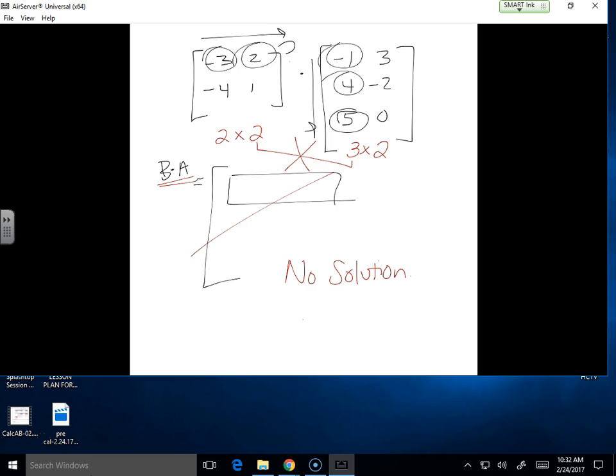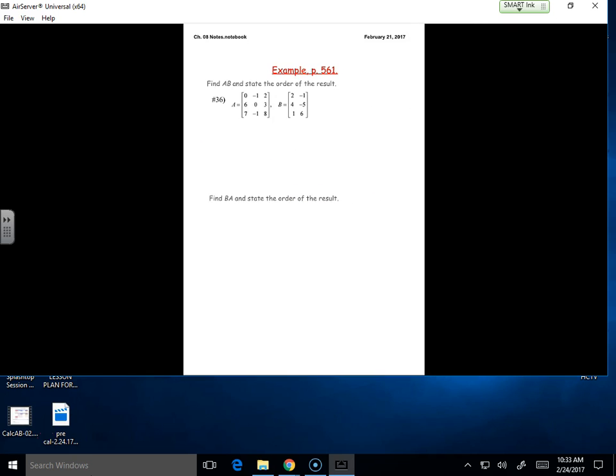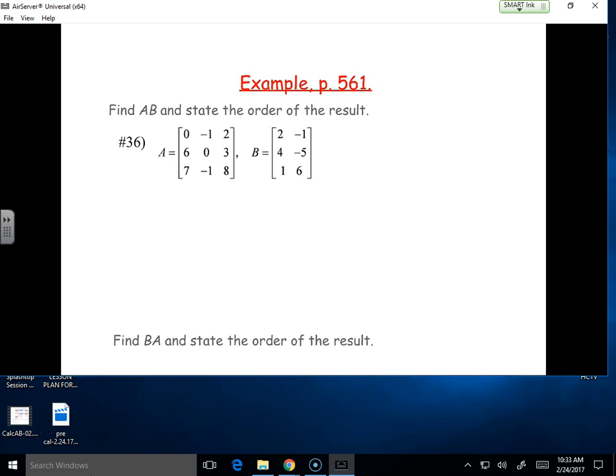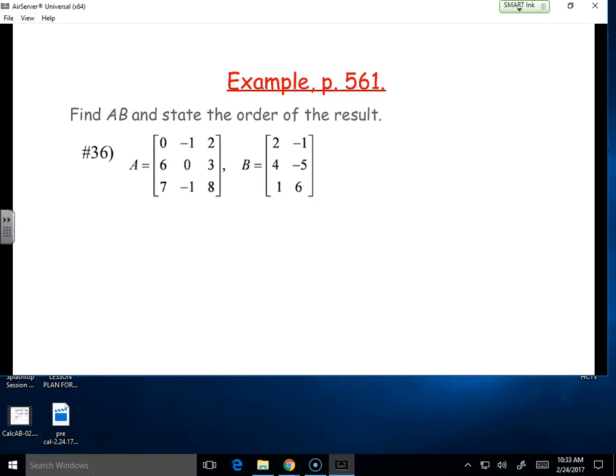B times A is not always A times B because we have to make sure that the orders, the inners, match. The number of columns of the first have to match the number of rows of the second. With that, you guys, be amazing. Multiply. You can write as much or as little work as you want.